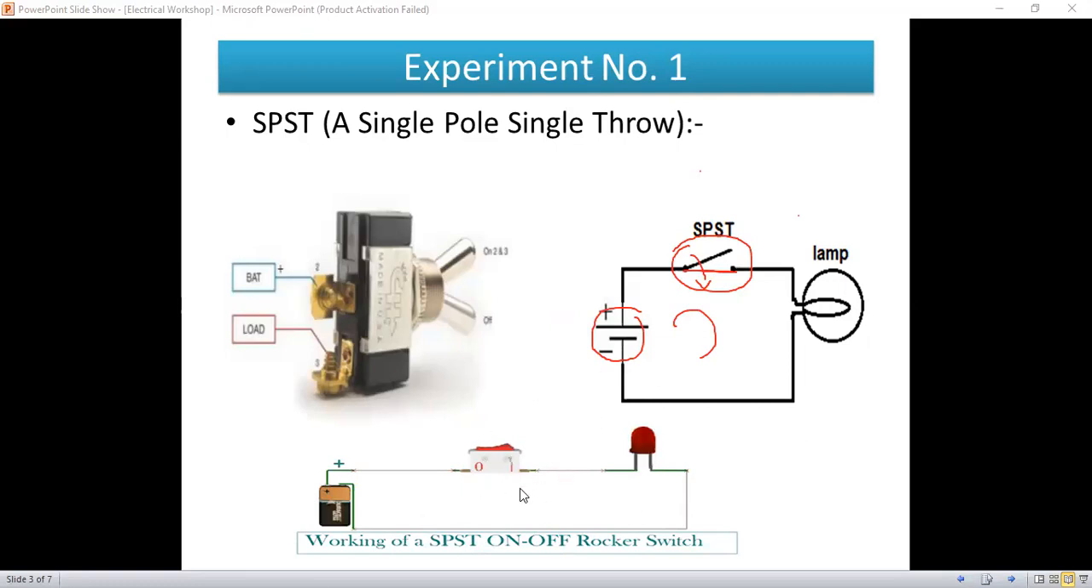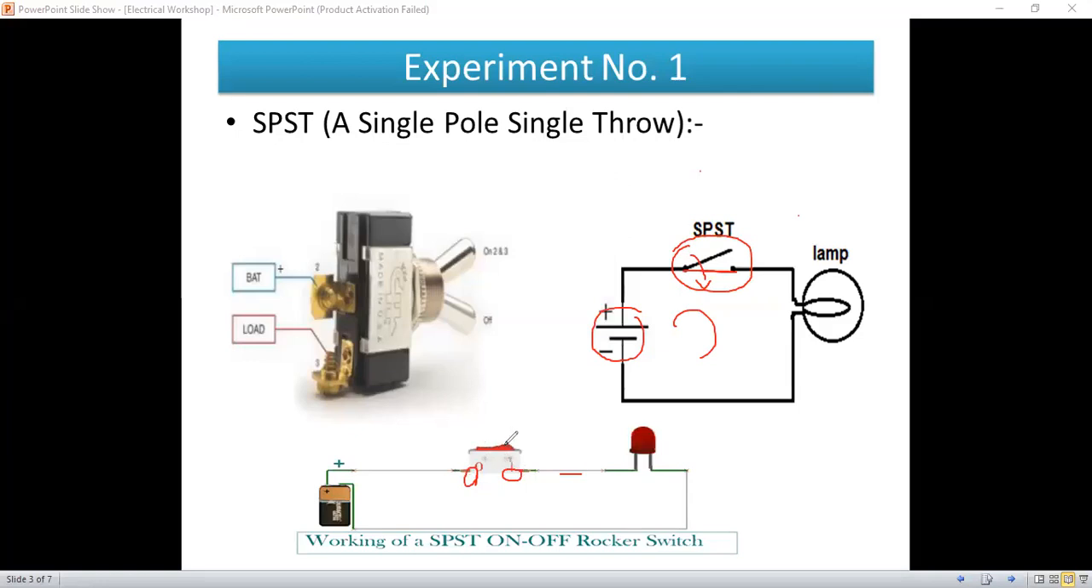See, this is an animated diagram. See here, the battery can be connected. Battery is nothing but input, it is connected to this one terminal of the switch. Here it is. Then another terminal, it is connected to the load.